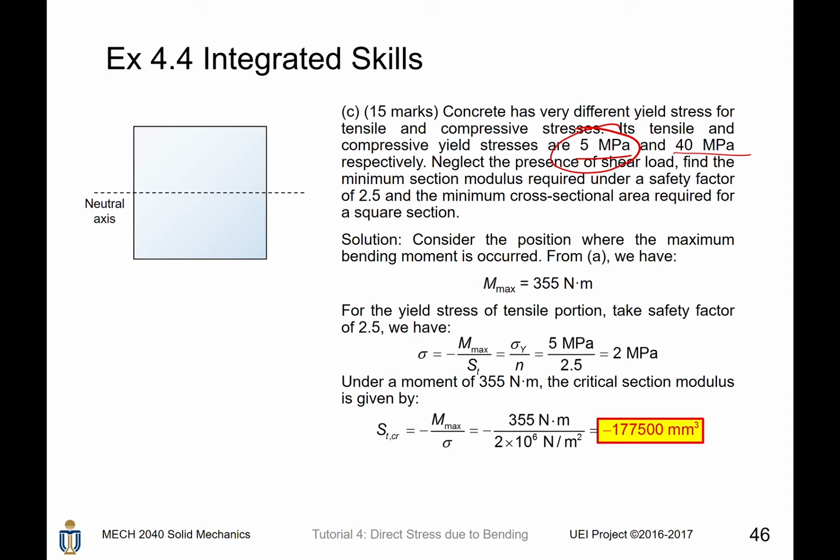Therefore, you are going to find the section modulus by using those two conditions. By substituting the values into those two conditions, you will find the section modulus of the tensile side, which is negative 177500 mm³.